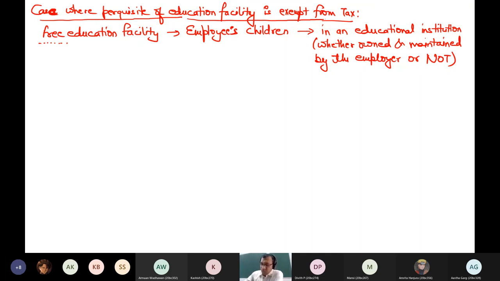I hope now you can listen to me. If free education facility is provided to whom? Employees' children, not to members. And that too in an institution. It can be an owned institution or not owned institution, doesn't matter, but it should be an institution. That means if it is provided at any other place, then you cannot claim any exemption. So three conditions are there to get the exemption: free, children, and institution.